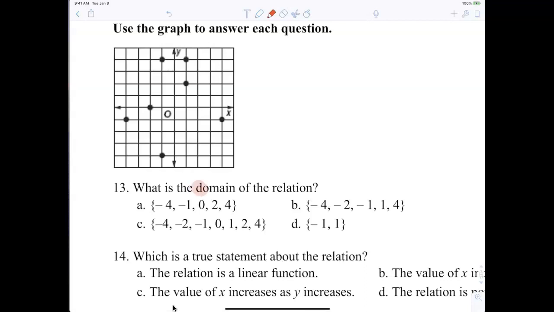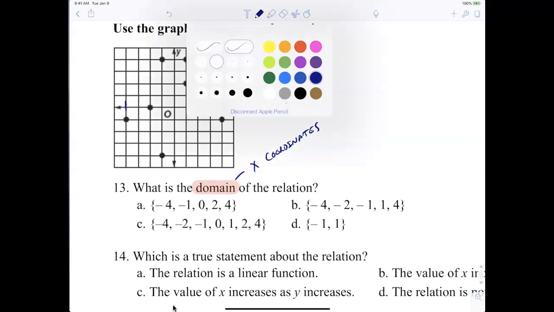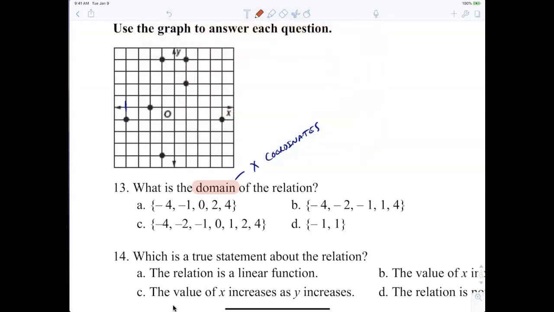Now remember, the domain is just the x coordinates. Alright, what are the x coordinates? The range would be what is the y coordinates. So in this case, I want you to look here. I want you to look at this x value, this x value. These, again, are the x values that are coordinates of those points. So this x value looks to me like -4.